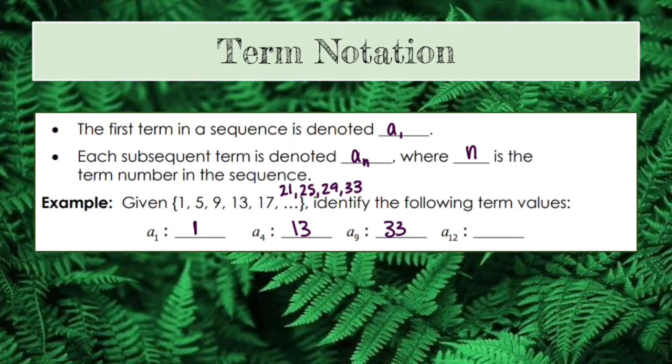Now we want A sub 12, so we need to take our pattern a little further. So we're going to just keep adding 4 until we get to 12, and 45 is our 12th term.